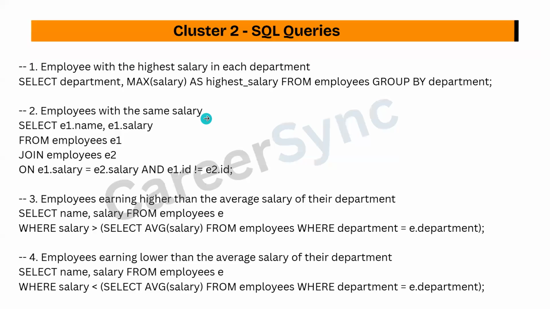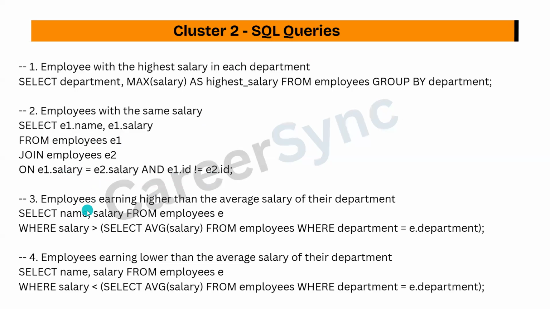We have to write a query for employees whose salary is the same. Here is the query. Select E1.name, E1.salary from employees E1 join employees E2 on E1.salary equals E2.salary and E1.ID is not equal to E2.ID.